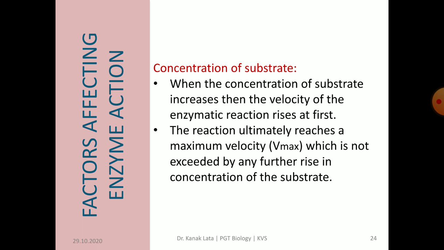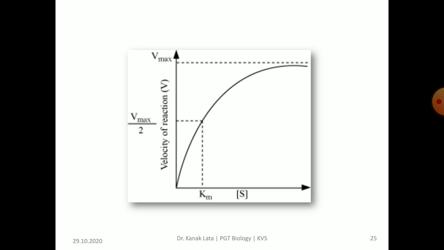Now the next factor which affects enzyme action is the concentration of substrate. When the concentration of substrate increases, the velocity of the enzymatic reaction rises at first, but ultimately it reaches a maximum value, that is Vmax, the maximum velocity. Further, there is no change in the velocity with a rise in the concentration of the substrate. This is the graph which shows the relation between substrate concentration and velocity of the enzymatic reaction.